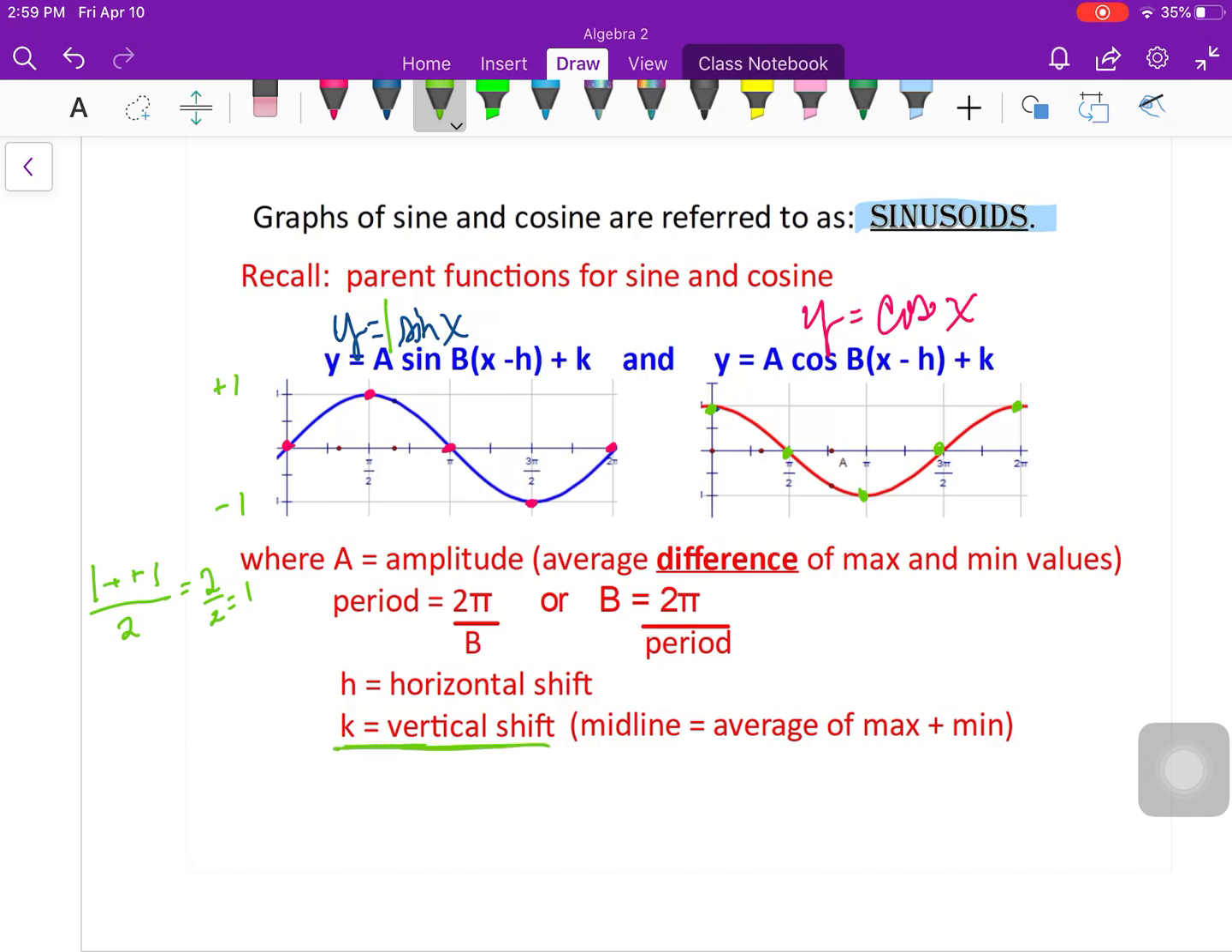To get your vertical shift, you are going to count from your midline. We have not talked about how to calculate a midline. A midline is calculated by taking the average of your max and your min. That simply means my midline was y equals the average of my max and min. Well, my max was 1. Average means to add your min, negative 1, and divide by 2. That gives me 0 divided by 2, which gives me a midline of 0. y equals 0 was my midline.